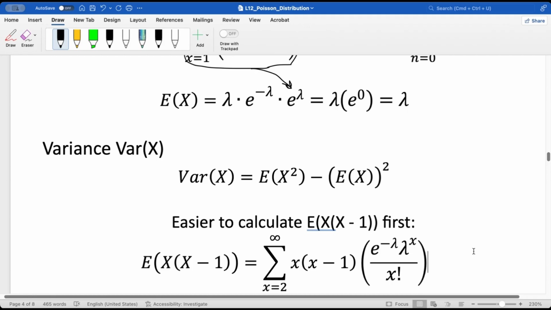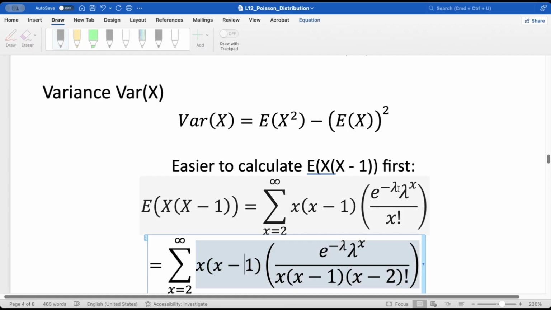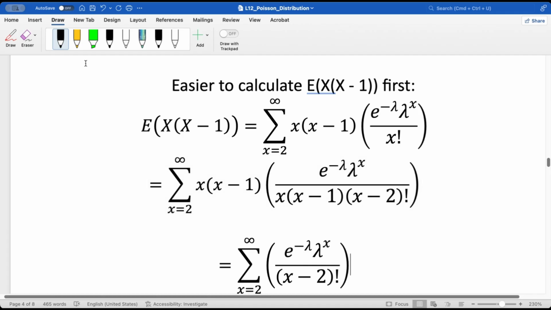So we have to use a little bit of forward thinking here in terms of what's going to cancel out with x factorial. Now we can start this sum at 2, because if x is 0 or 1, these terms are 0. And so we can expand out the x factorial as x times x minus 1 times x minus 2 factorial. We get the x and x minus 1 to cancel out. That was the whole point of using the slightly modified form here. The x's cancel out, the x minus 1s cancel out, and we're left with e to the minus lambda, lambda to the x over x minus 2 factorial.